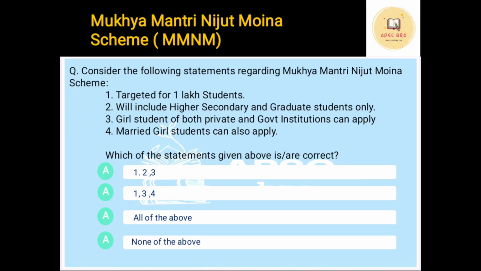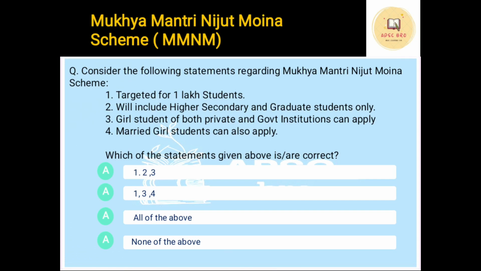So first thing, in this year's budget, the first important government scheme which was mentioned and highlighted was the Mukhyamantri Nijut Moina scheme. This is a scheme based primarily on girl students and augmenting them for their development. The question that we have framed includes all the features that are mentioned for this scheme.